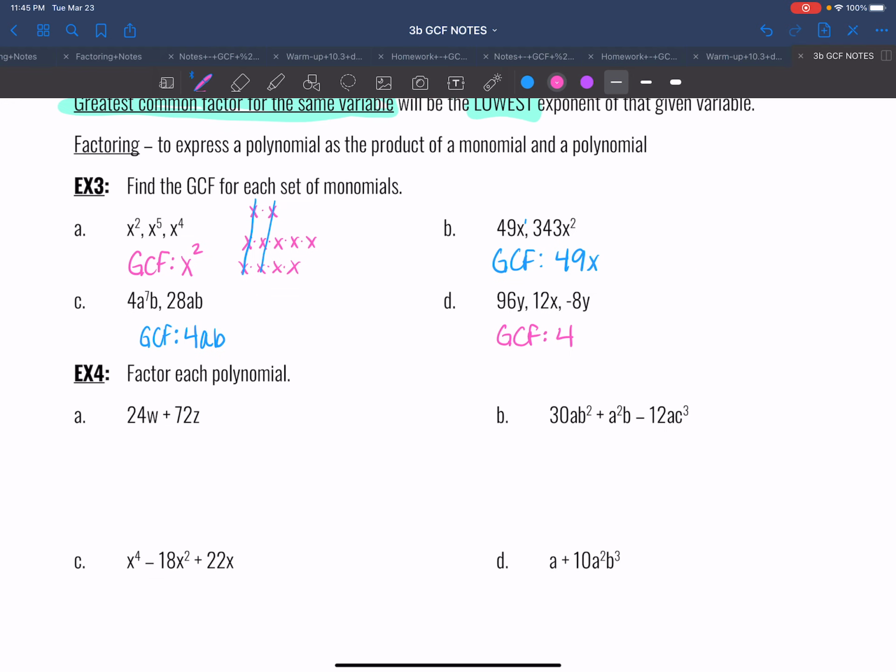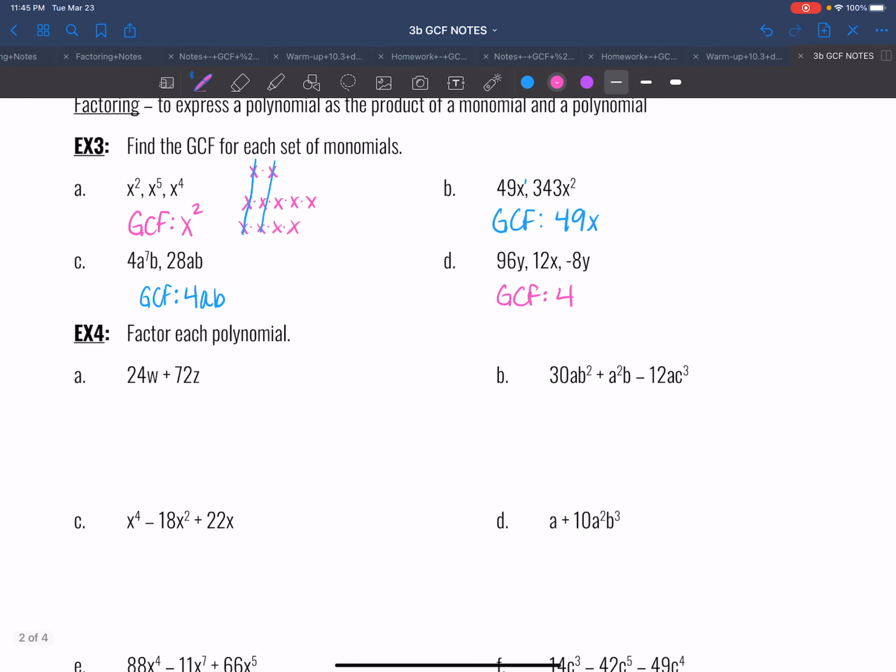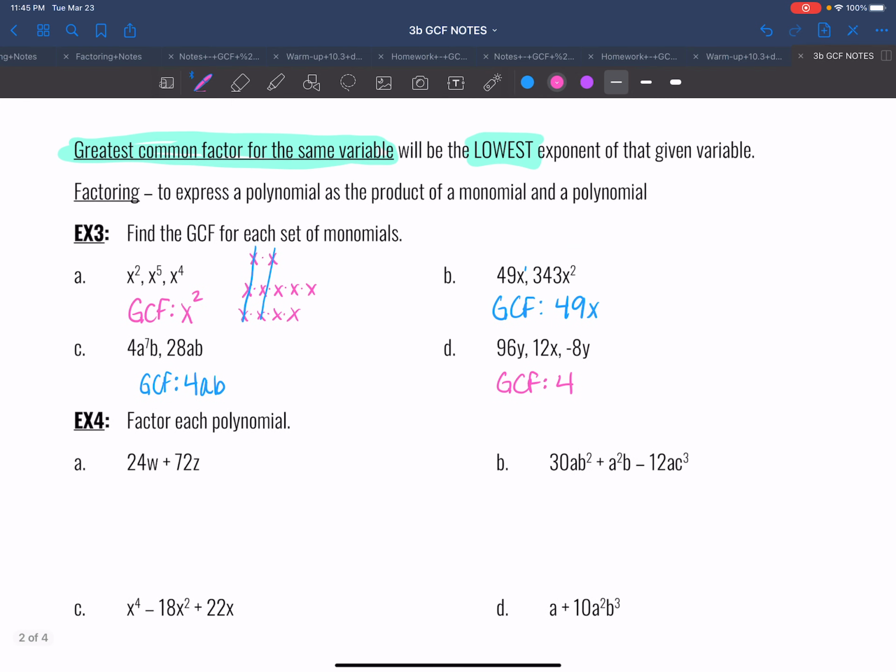So that process right there will get us started for the act of actually factoring. Up here, there's the definition that I skipped earlier because we hadn't gotten to it yet, but factoring means to express a polynomial as the product of a monomial and a polynomial. So now that we're factoring, our answer will look like a product.